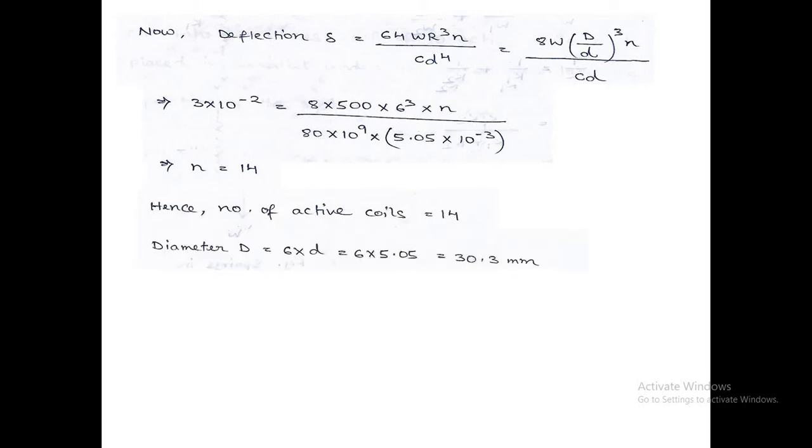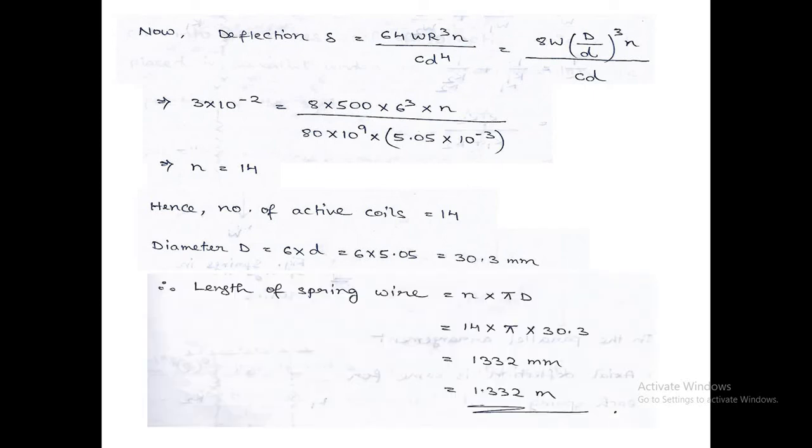Okay, from here we find out the diameter capital D is equal to 6 into small d, which will be equal to 30.3 mm. So the length of spring wire will be N into pi into capital D. So N is 14, pi is 3.14, and capital D we have found as 30.3 mm, so it will be 1332 mm. If we convert this mm into meter, we get the answer as 1.332 meter.